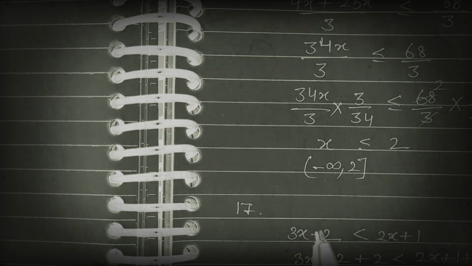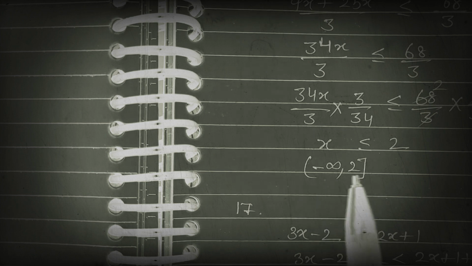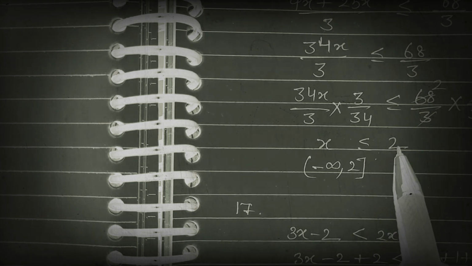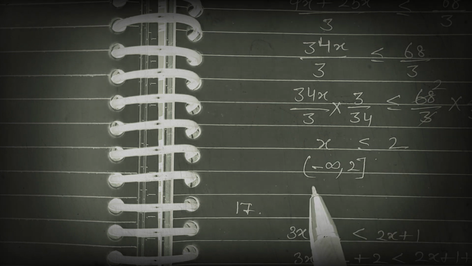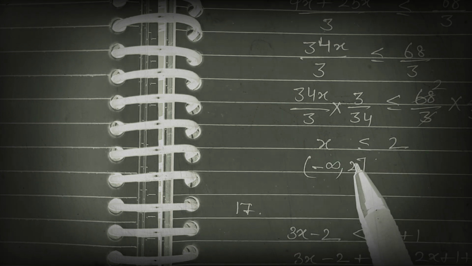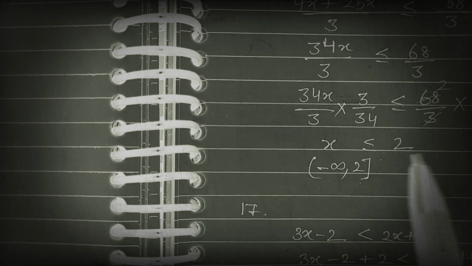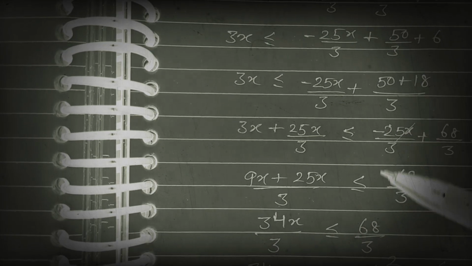And we can write this in the form of real numbers, that is minus infinity to 2, minus infinity to 2, because x is less than or equal to 2. The value of x is 2 and less than 2, so what can we write? Minus infinity to 2. This is a closed interval, clear, because 2 is included. Or you can do it by this way.